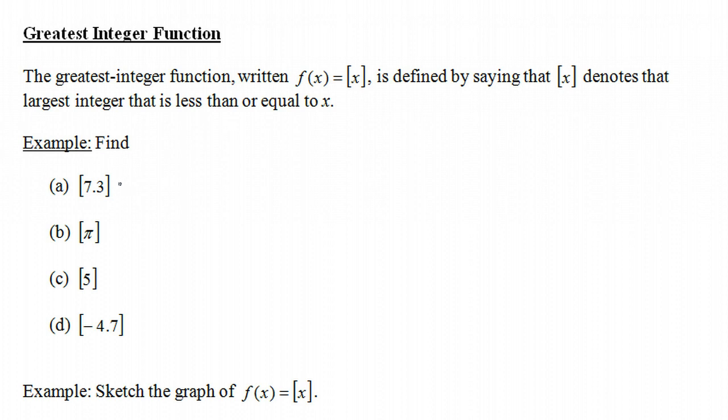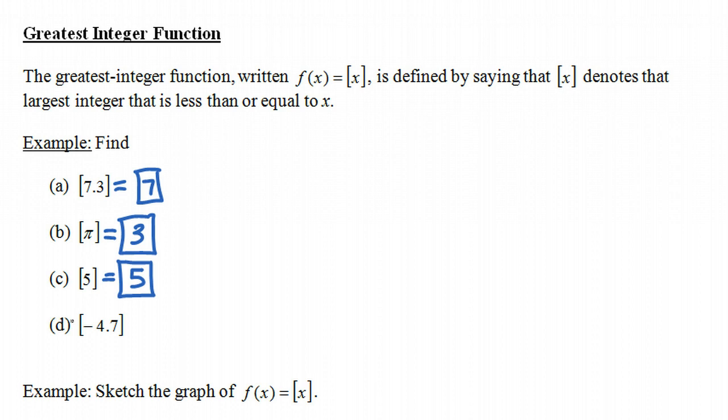Find, in part A, the greatest integer less than or equal to 7.3. Well, another name for integer is whole number. So what's the largest whole number or integer that is less than or equal to 7.3? That would be 7. Okay, what is the largest integer, the greatest integer less than or equal to pi? That would be 3, right? Because pi is 3.1415, and so on. What is the greatest integer that is less than or equal to 5? Well, since we have the or equal to, and 5 itself is an integer, the greatest integer less than or equal to 5 is 5.